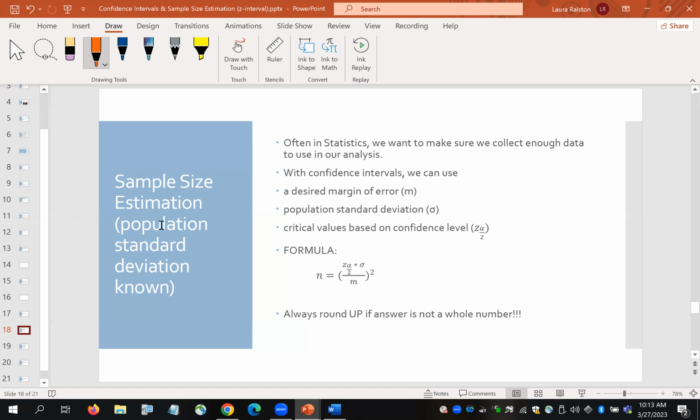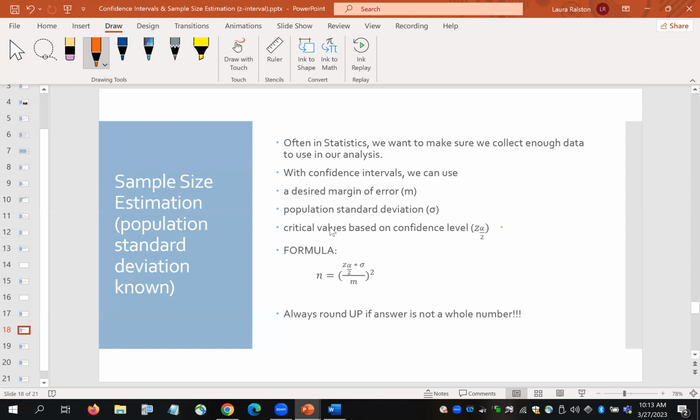So if you're going to determine your sample size, you have to know what you want your margin of error to be, which is usually represented by the letter M. You have to know the population standard deviation, and then you have to know the critical value. There's a particular value that we use depending upon whether we're doing a 90% confidence level, a 95%, or a 99%. It's related to the normal distribution curve.